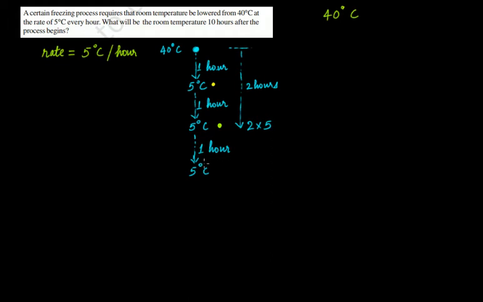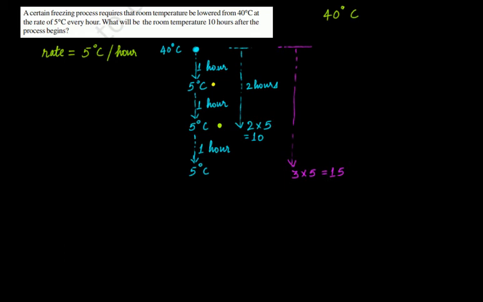Someone will ask, what will be the drop after 3 hours from the initial stage? The drop will be from here to here. That is 1 hour plus 1 hour plus 1 hour, that is 3 hours. And for every 1 hour the drop is 5 degrees. So this drop will be 15 degrees from the initial stage, and in this case it was 10 degrees. How? This 5 plus 5. In this case, 5 plus 5 plus 5, that is 15.